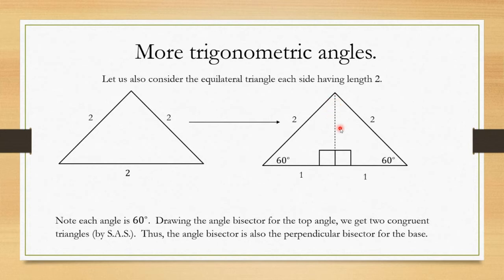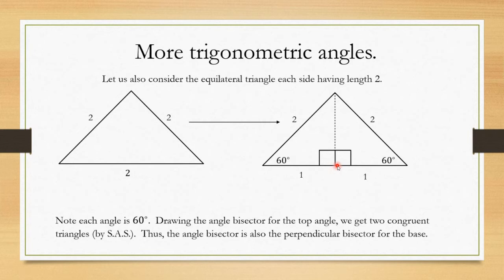So what does that tell us about these two triangles? Well, for one thing, this angle has to be 90 degrees. And why is that? Well, if you add up the angles in a triangle, it's always 180 degrees. So if this is 30, that forces this to be 90 degrees.